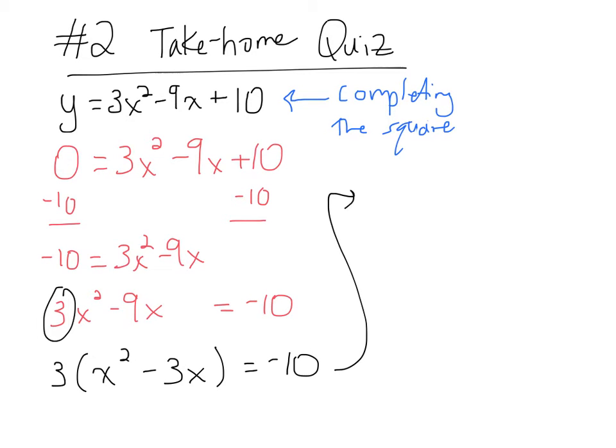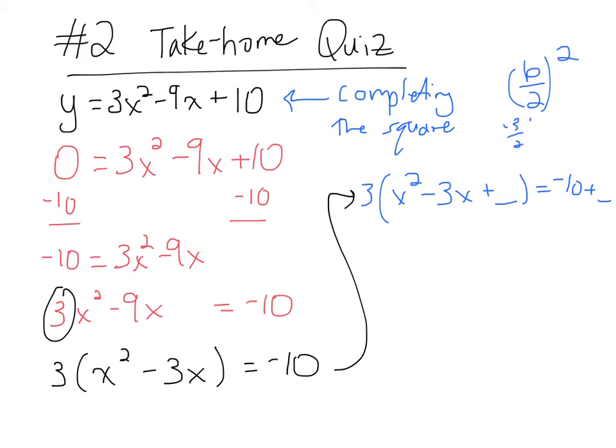Moving on. Next, it's time to add the blanks. In order to complete the square, we want to add something that makes this polynomial factorable and a perfect square. Plus blank equals negative 10. Whatever you add to one side, you add to the other, plus blank. In this blank, we use the rule of doing b over 2 squared, or the middle term divided by 2 squared. In this case, it is negative 3 divided by 2 squared, which will actually give us 9/4.